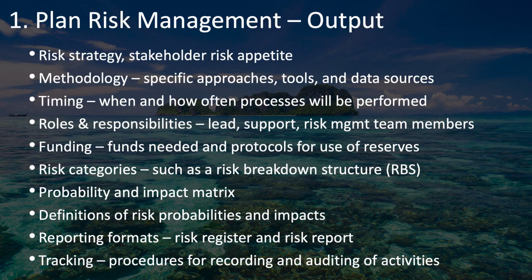Also, your risk categories can be organized in a risk breakdown structure and included in your risk management plan. The definitions of your risk probabilities and impacts, which are then used in your probability and impact matrix. All of the reports for your risk register and risk report, for example, should be specified here. Also, all of the procedures that you should use for tracking, recording, and auditing all of your activities for risk management.